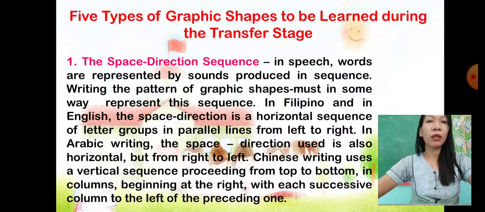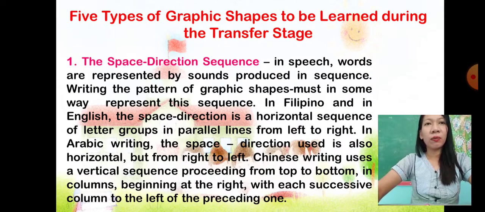In Filipino and in English, the space direction is a horizontal sequence of letter groups in parallel lines from left to right. In Arabic writing, the space direction used is also horizontal but from right to left, while Chinese writing uses a vertical sequence proceeding from top to bottom in columns beginning at the right with each successive column to the left of the preceding one.